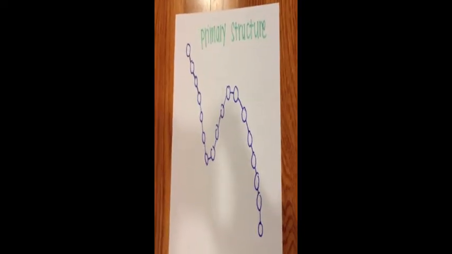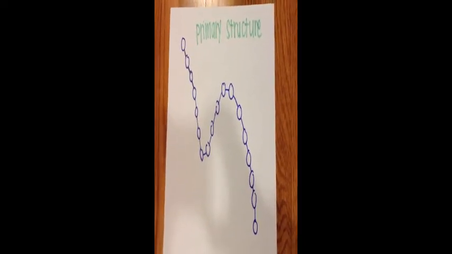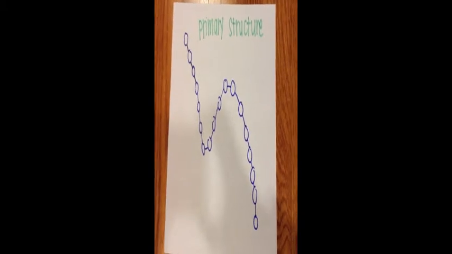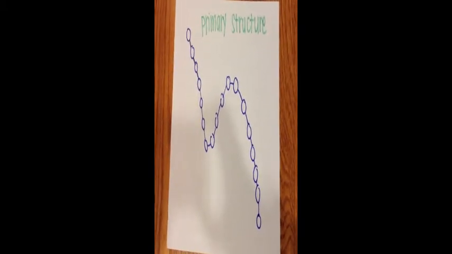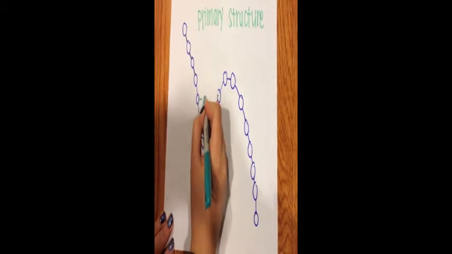There are four levels of structure for a protein. The primary structure is the sequence of amino acids. Hydrogen bonds between non-adjacent amino acids maintain the structure.